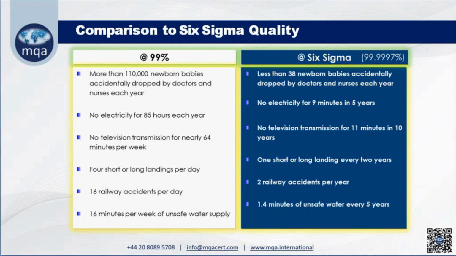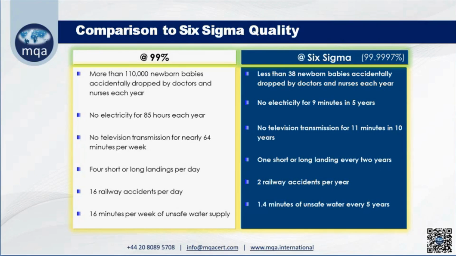That means 99% quality. And if you look at Six Sigma on the right side, fewer than 38 newborn babies are accidentally dropped every year. Okay, from 110,000 to 38, from 99% to 99.9997%. That is the level of improvement Six Sigma brings. No electricity for 85 hours every year, versus no electricity for 9 minutes in 5 years. Look at the quantum, the huge improvement.